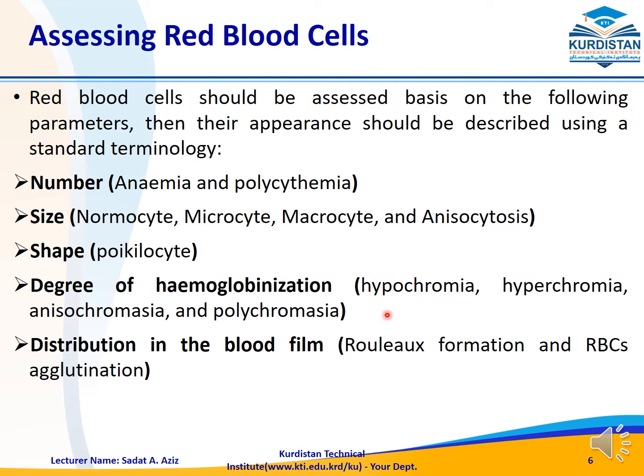Also, when there is a difference in the degree of hemoglobinization of the red blood cells, they can be defined as hypochromia, hyperchromia, anisochromasia, and polychromasia. All of these terms can be used to define the level or degree of hemoglobin accumulation within the red blood cells.